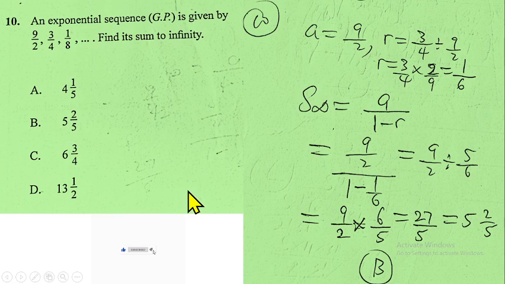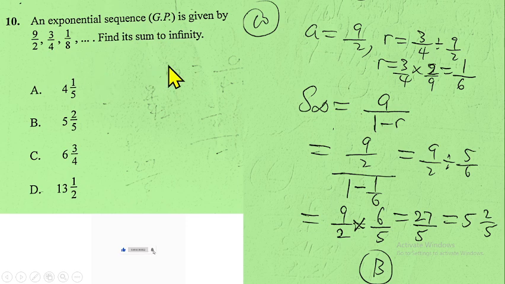Question number 10 is from sequence and series. It's from a geometric progression, which is also exponential sequence. So you are told that an exponential sequence GP is given by 9 over 2, 3 over 4, 1 over 8, dot dot dot. Find its sum to infinity. So you have to sum this geometric progression to infinity.